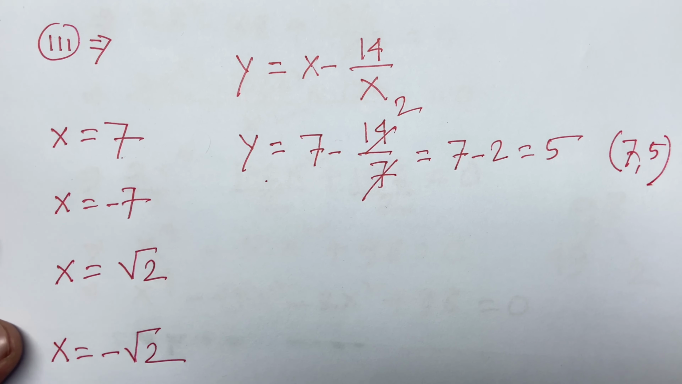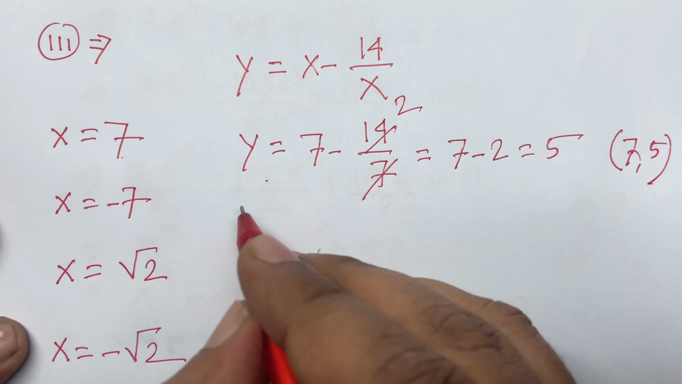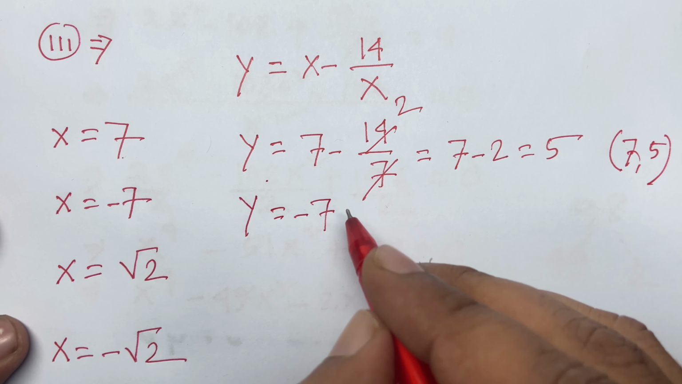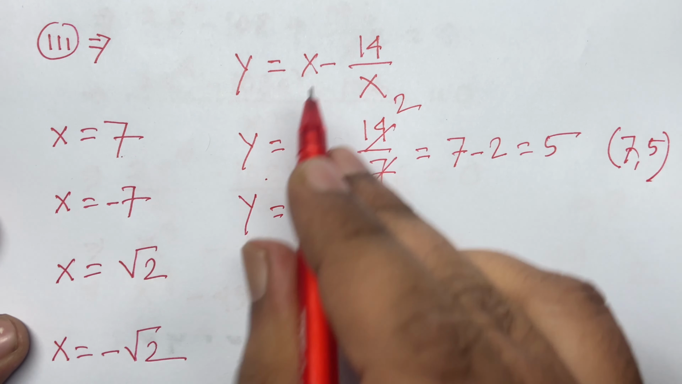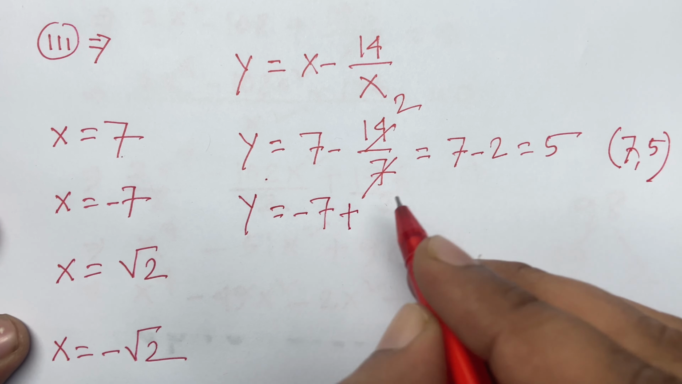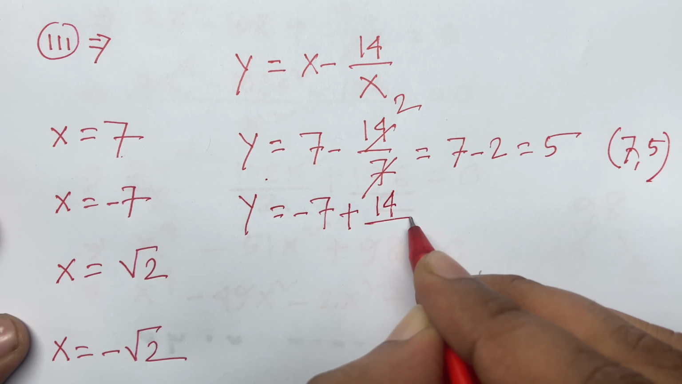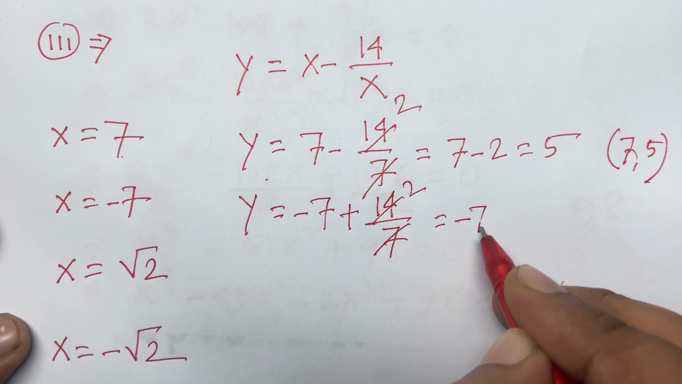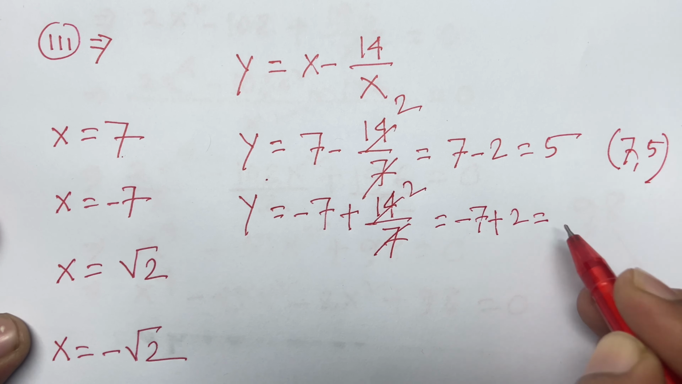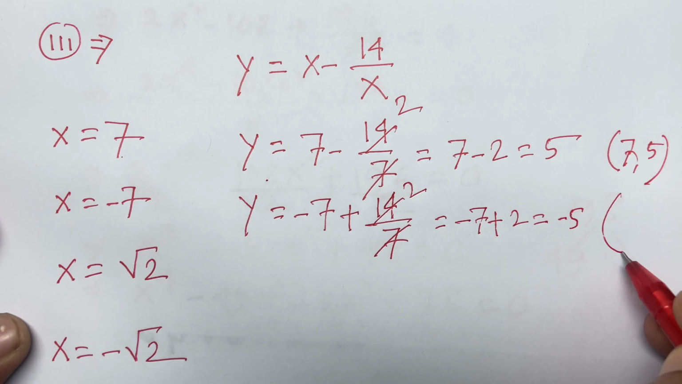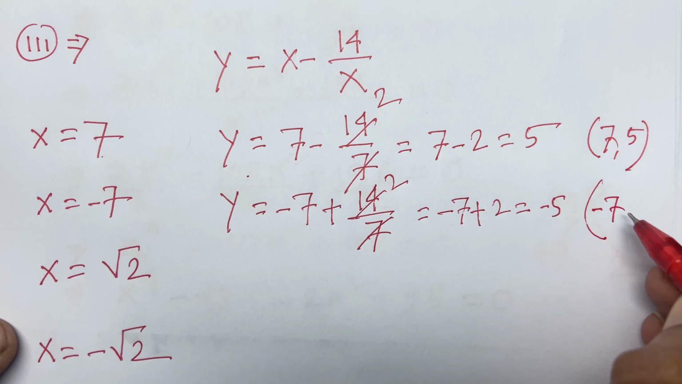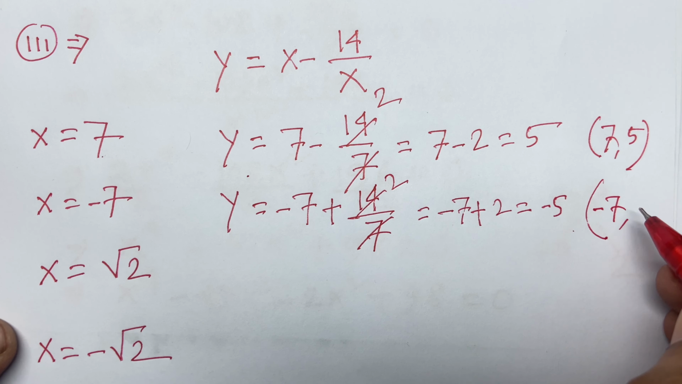And again when x equal to minus 7, this time y equal to minus 7, and here minus minus is plus, plus 14 over 7. So 14 divided by 7 is equal to 2, and minus 7 plus 2 is equal to minus 5. So when x equal to minus 7, this time y is equal to minus 5.